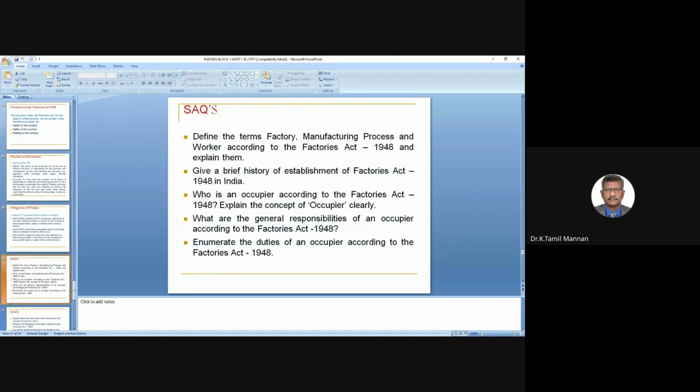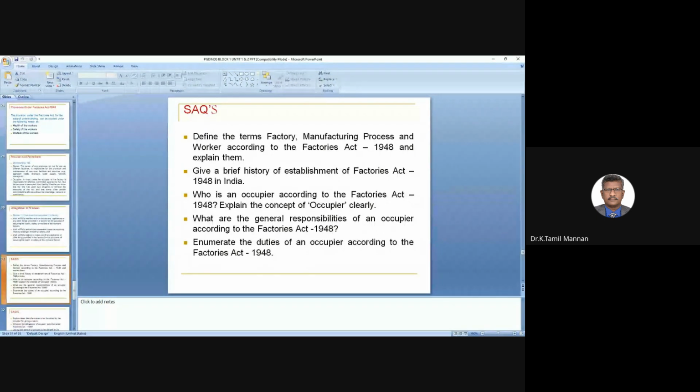So in this unit, the important questions are: define the terms factory, manufacturing process, and working hour according to the Factory Act 1948 and explain them. Give a brief history of the establishment of the Factory Act 1948 in India. Who is the occupier according to the Factory Act 1948? Explain the concept of occupier very clearly. What is the general responsibility of the occupier according to the Factory Act 1948? Enumerate the duties of the occupier according to the Factory Act 1948.